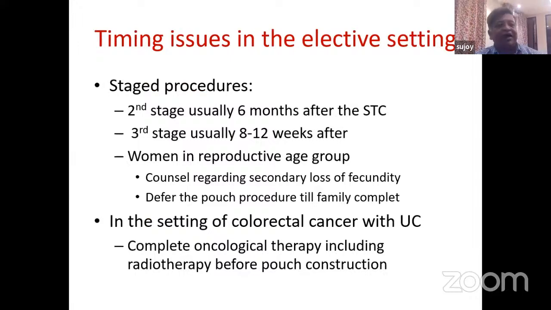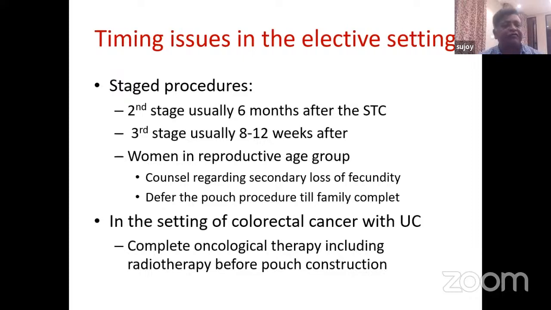There are important timing issues and concerns when you're dealing with the patient in an elective setting as well. But before that, I would like to emphasize that the second stage of the procedure that we normally do, that is creation of the pouch and doing a diverting loop ileostomy, is usually done about 6 months after the primary subtotal colectomy. And the third stage is usually done about 8 to 12 weeks after the pouch has been created, and after we are sure that the pouch has a good capacity, has not leaked, and there's no stenosis.